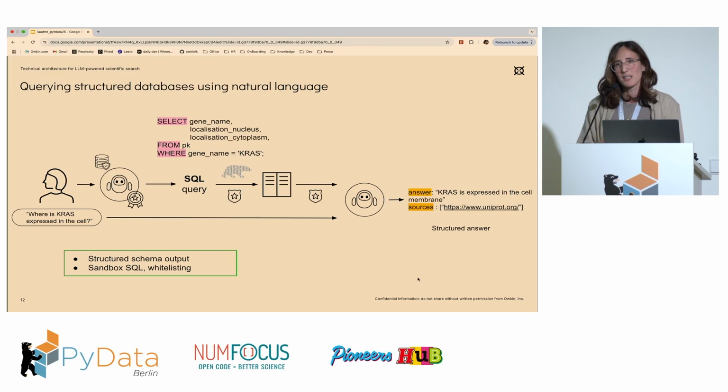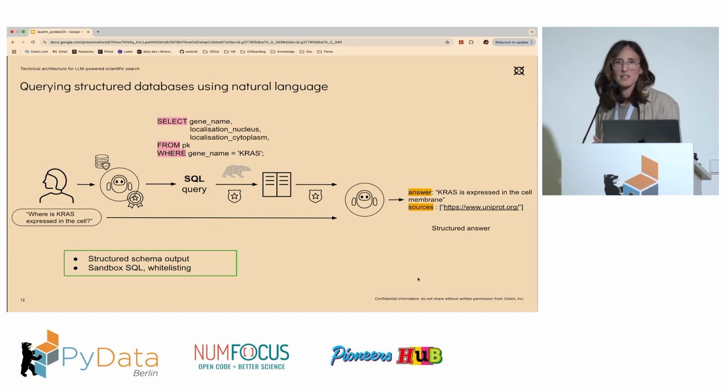Also, you have to ensure that this SQL query which has been created is valid and not malicious for your data. What you can do is blacklist or whitelist important keywords like update, erase, and so on. But you can also launch your SQL query in a sandbox environment with not your production data to ensure that it's valid and not malicious.